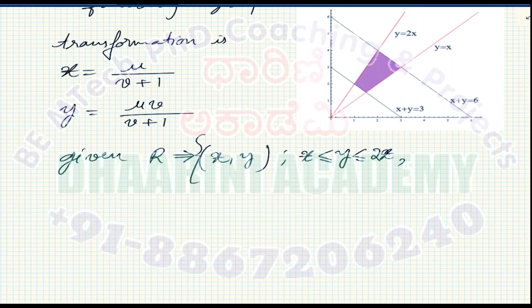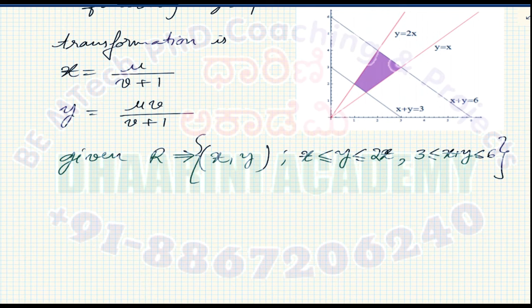At the same time, I also note from the graph that x plus y varies from 3 to 6. This is the other range which they have given. Anyway, I'll write them as they are. Later on, I'll think how to convert that into u and v. So the least value of x plus y is 3, less than or equal to x plus y, less than or equal to 6. This is the given range.